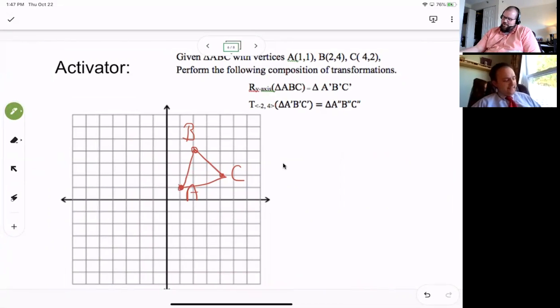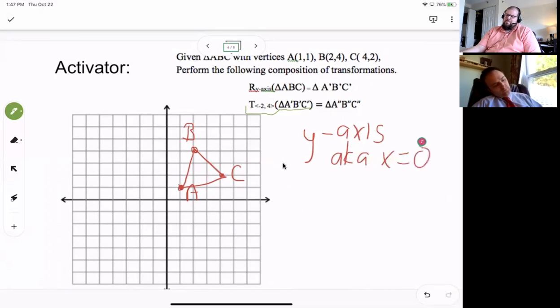And then after you do that reflection, we're going to do a translation of the new image to make a second image. That's the key. The new one, not the old one, the new one. And I noticed that because within my translation, it's talking about triangle A prime, B prime, C prime instead of triangle ABC.